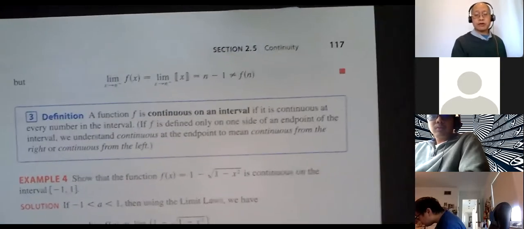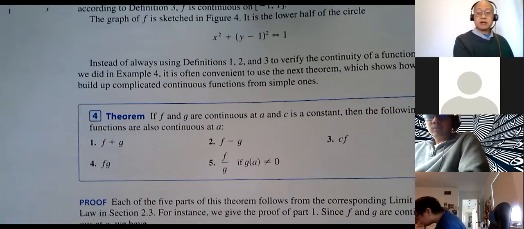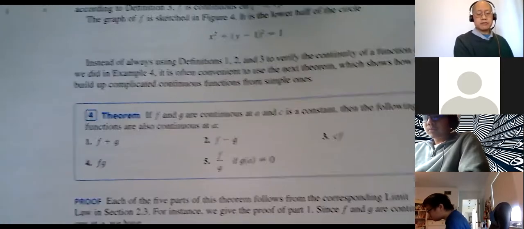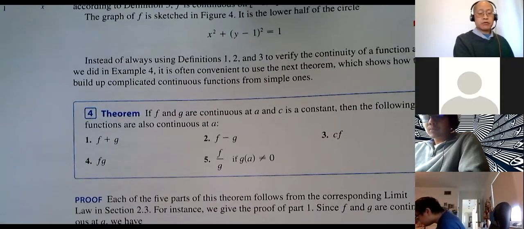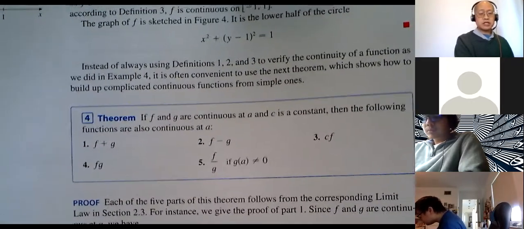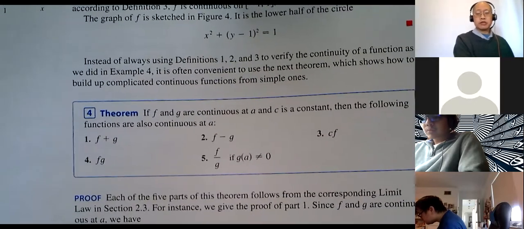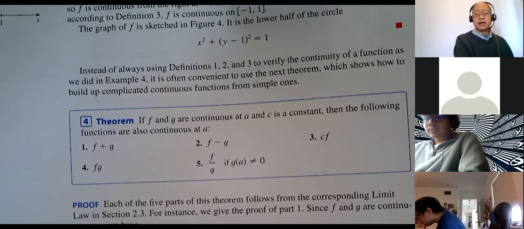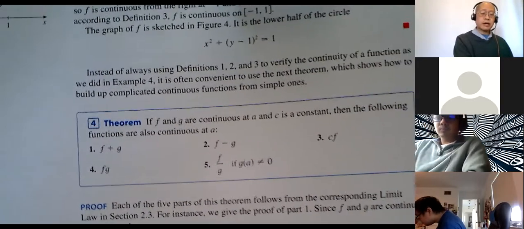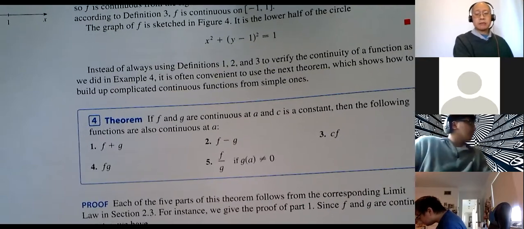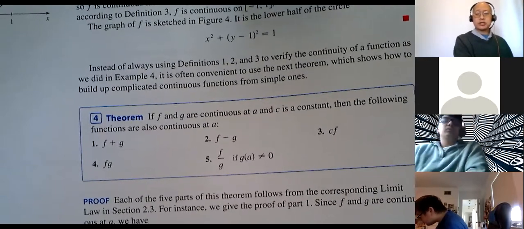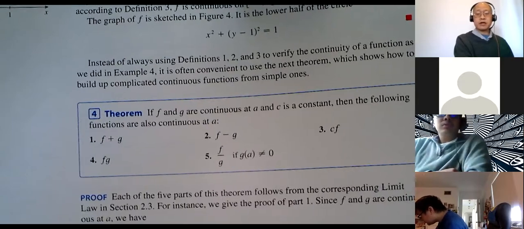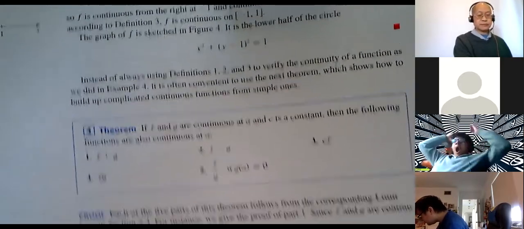All right, now, most functions that you know of are continuous everywhere they're defined. On page 117, I wouldn't stress over this too much, but in this theorem, number one, if you add two continuous functions, f plus g, it's also continuous. Number two, same if you subtract two continuous functions. Number three, if you multiply a function by a constant, it's still continuous. Number four, if you multiply two continuous functions, it's continuous. Number five, if you divide two continuous functions, as long as you're not dividing by zero, the function is still continuous.